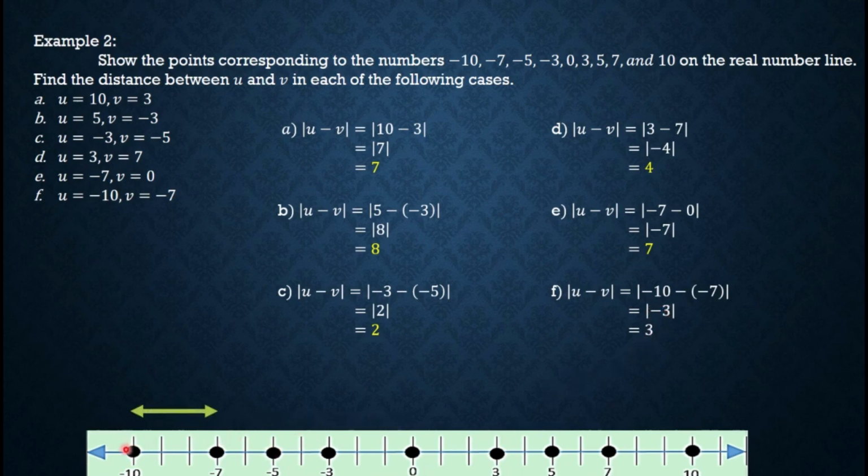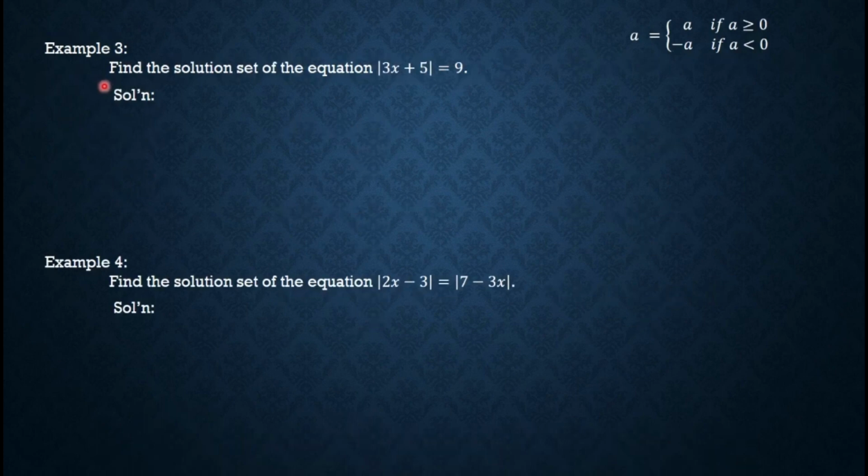Let's check. Now let's talk about another example of the absolute value. For example number 3, find the solution set of the equation absolute value of 3x plus 5 is equal to 9. Remember these types of formula. So the solution: 3x plus 5 is equal to 9, then 3x is equal to 9 minus 5, then 3x is equal to 4, then x is equal to 4 over 3.